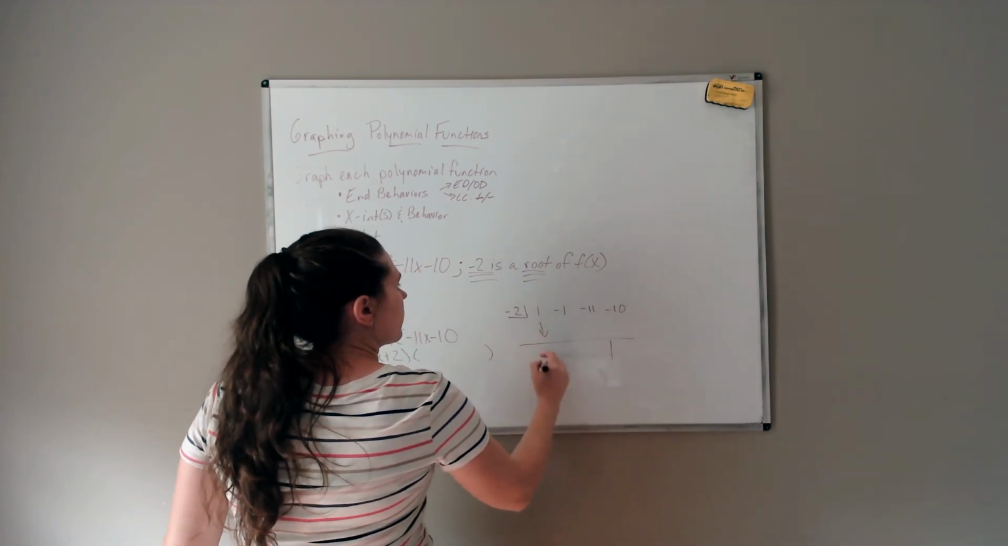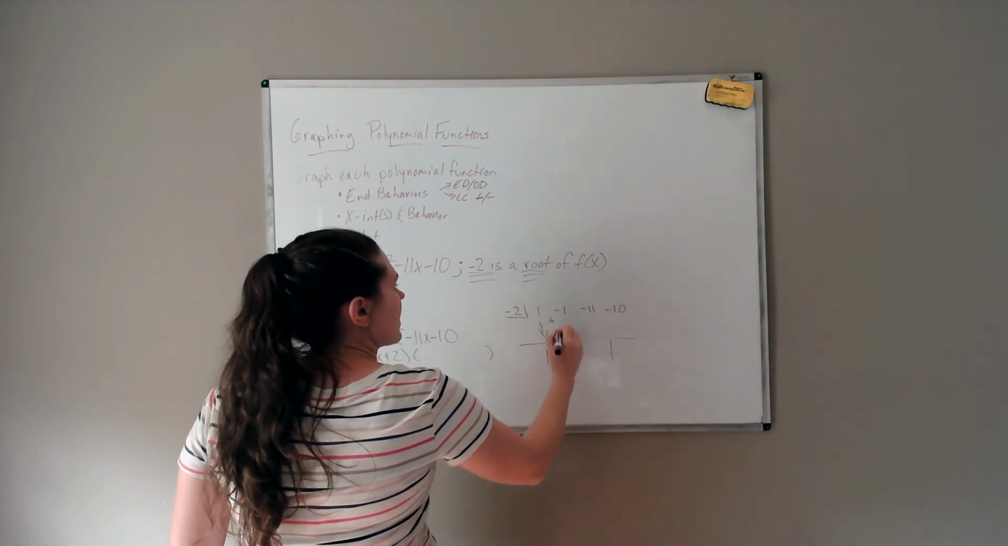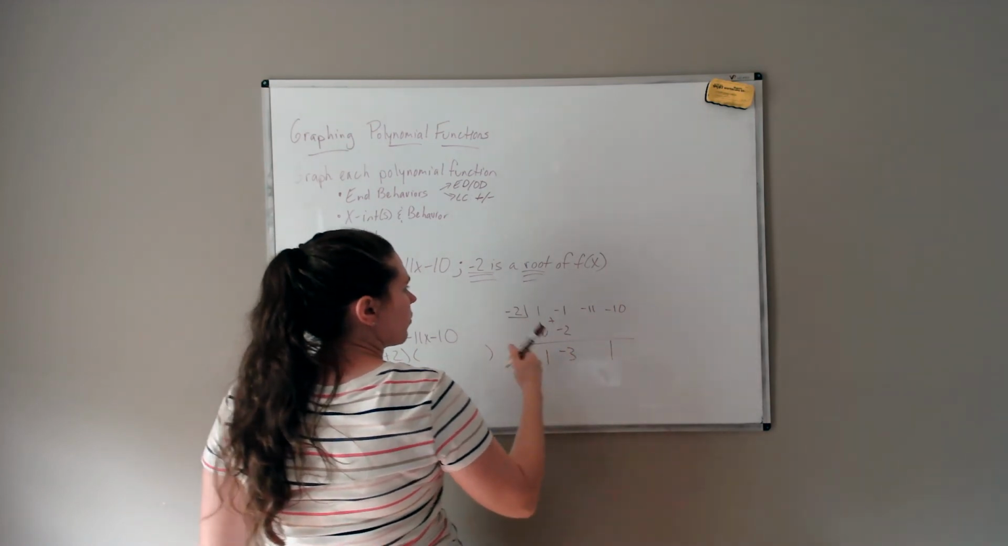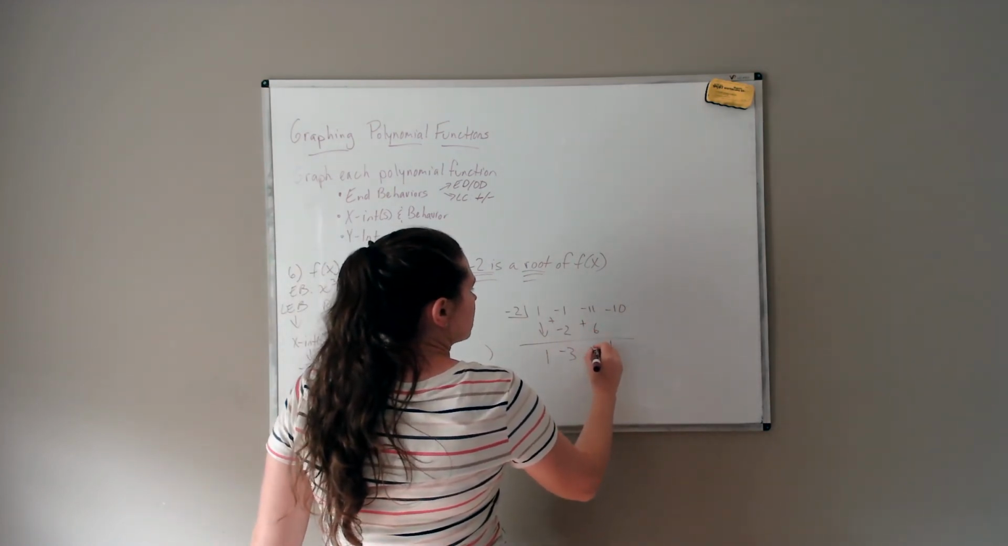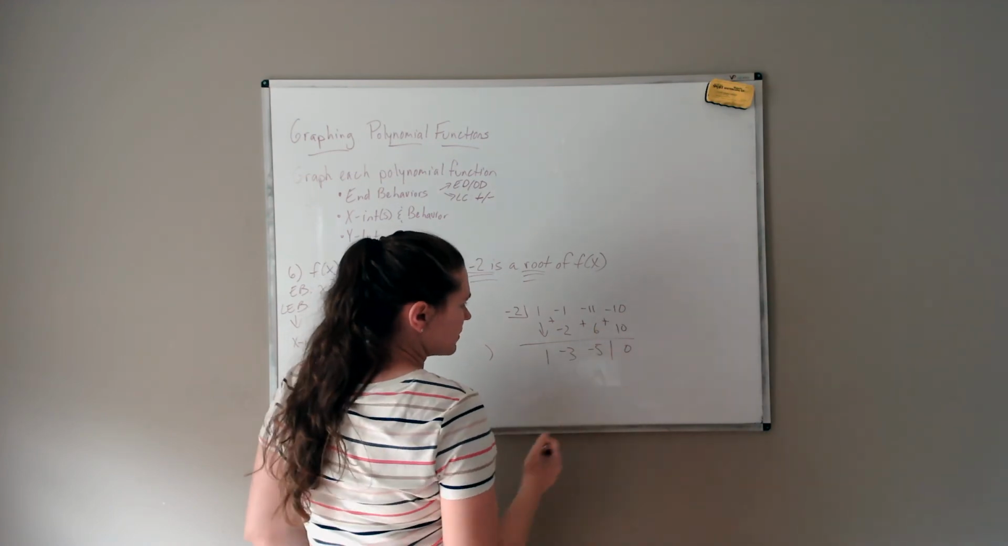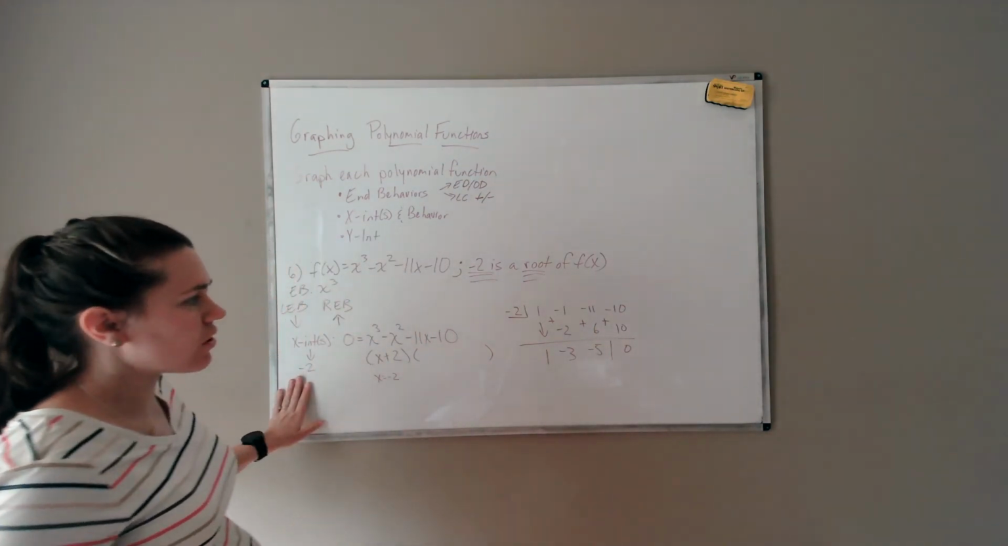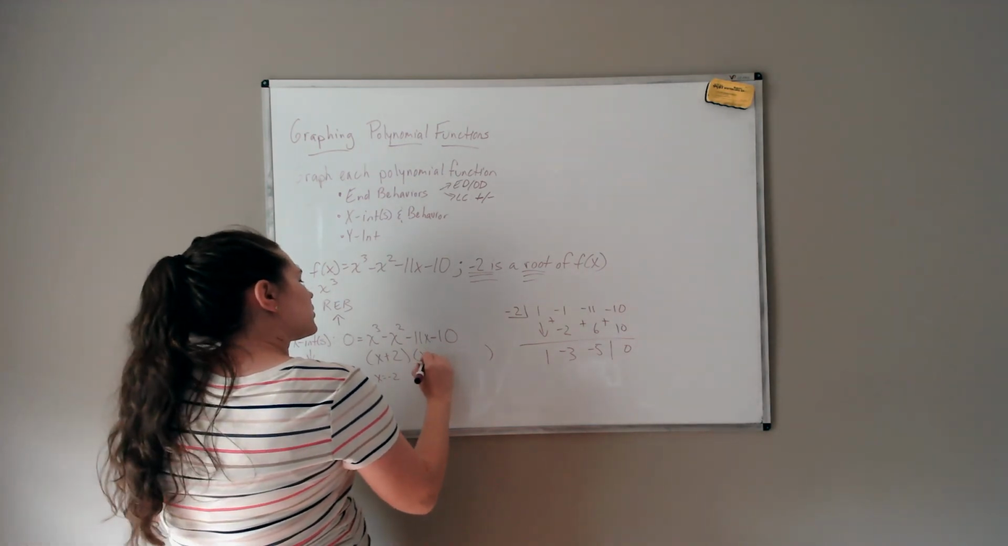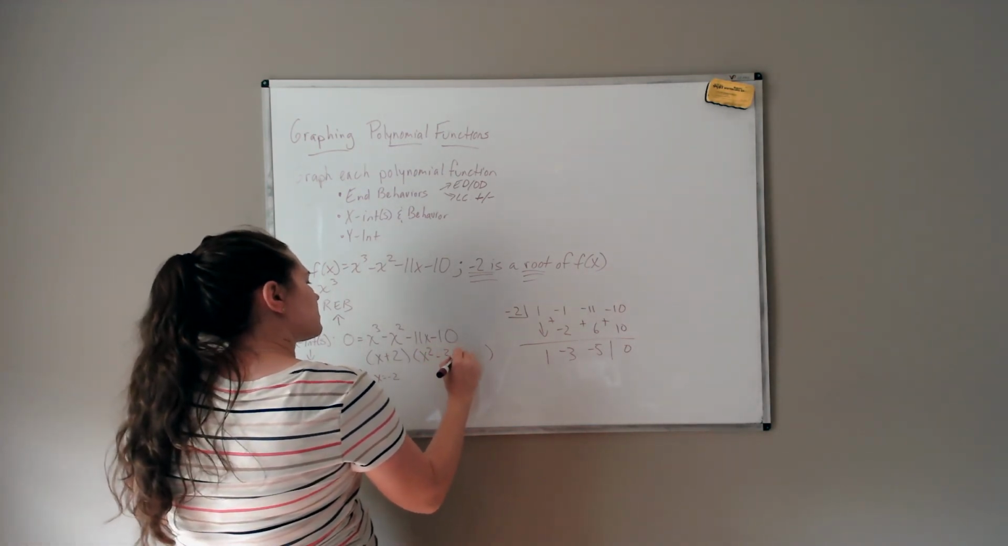Bring down the 1. 1 times negative 2 is negative 2. Add that, you get negative 3. Multiply, you get 6. Gives you negative 5. Multiply that, gives you 10. 0. It better have been 0 because you know that negative 2 is already an answer. So you get x squared minus 3x minus 5.